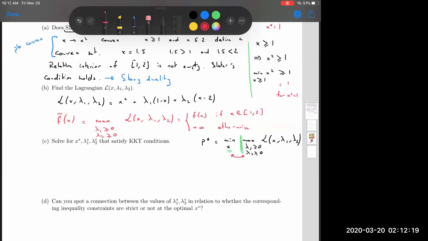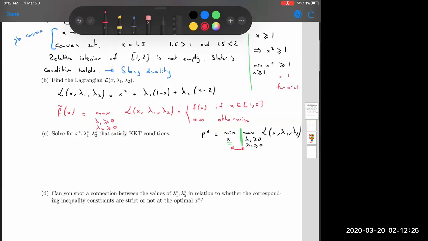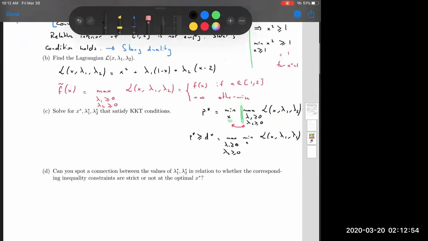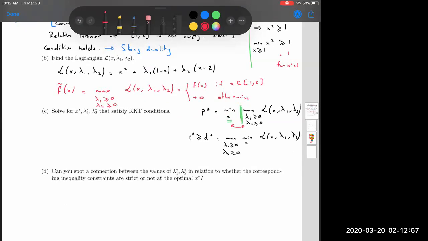But as you know, because of weak duality, if you switch the min and the max, you will not have the same results. So this is the dual problem. D star is equal to the max over lambda 1 greater than 0, lambda 2 greater than 0 of the min over x of L(x, lambda 1, lambda 2). And this is not equal to P star, that's kind of the issue, but it is smaller or equal than P star. But this is easy to solve because you can solve it by just setting the gradient to 0.